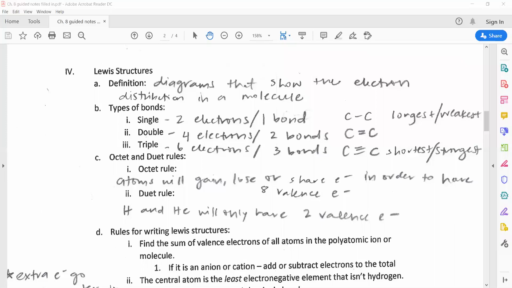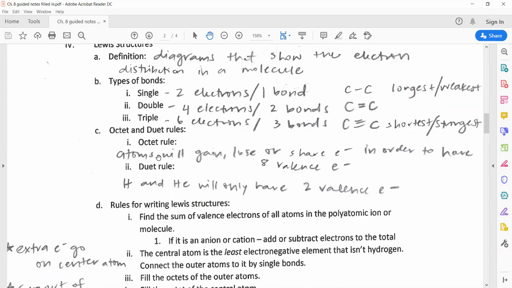Here's the second video for chapter 8, and we start drawing Lewis structures. These are diagrams that show where the electrons are in a molecule, which atoms are sharing, and how many electrons are being shared. So we end up placing bonds. They can be a single, a double, or a triple bond.